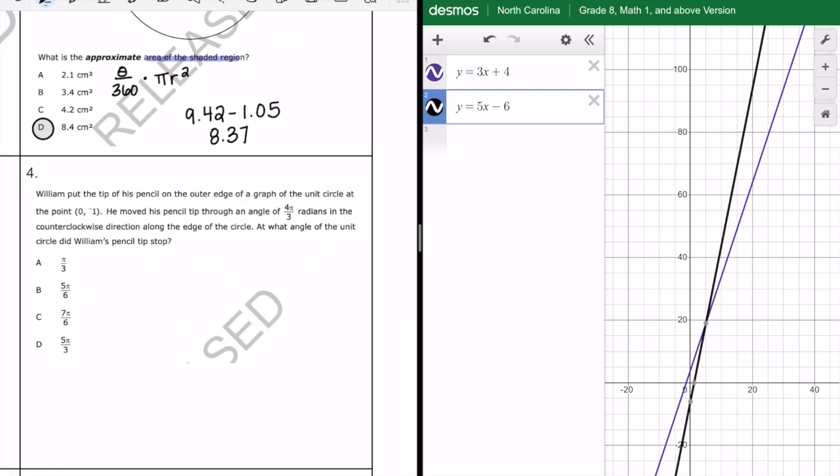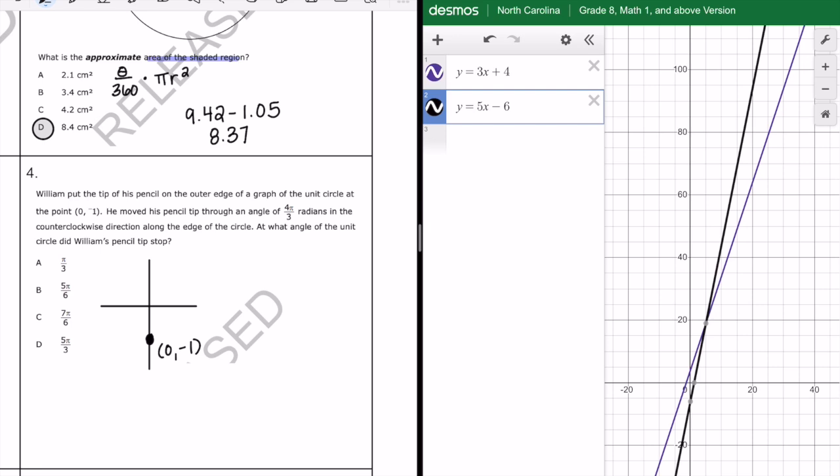All right, so number 4, it says, William put the tip of his pencil on the outer edge of a graph of a unit circle. So if I think about a graph, it's saying that he put the tip of his pencil at 0, -1. So here's 0, -1. Then it says he moved it an angle of 4 pi over 3 radians counterclockwise.